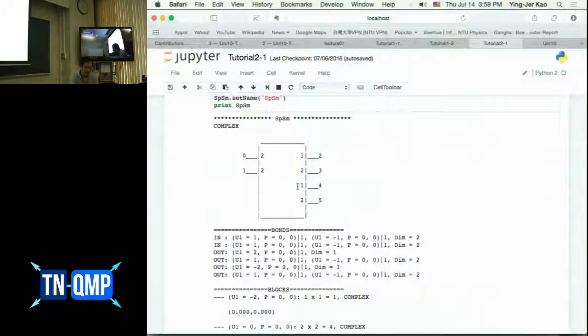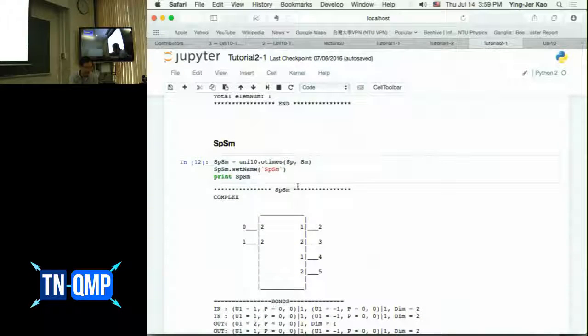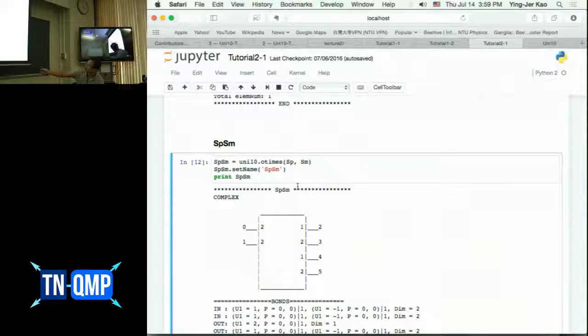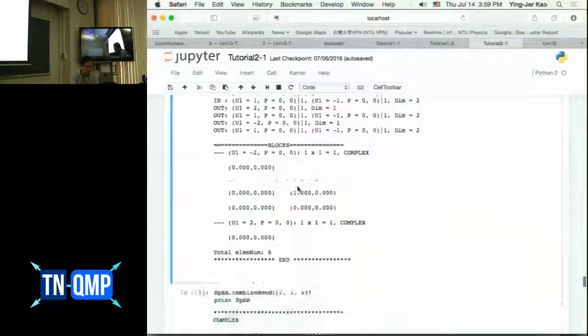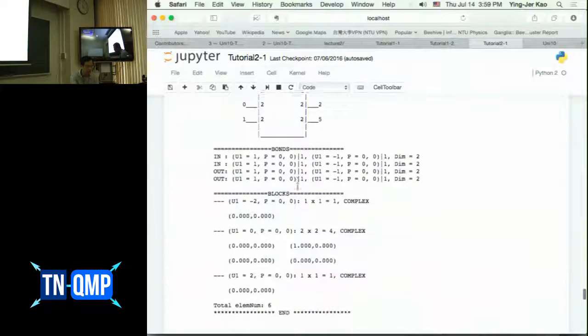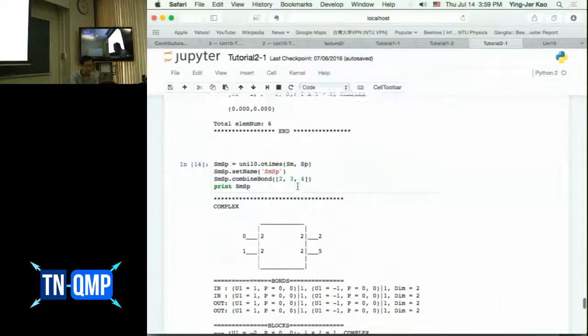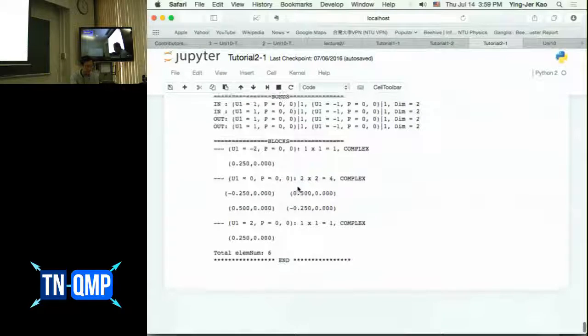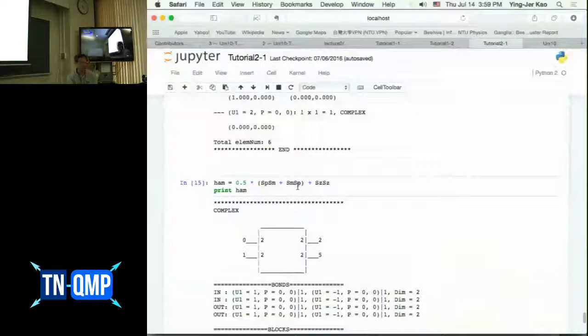So with this I can use the tensor outer product to get all these operators I want, and then I can use these operators to construct my Hamiltonian.